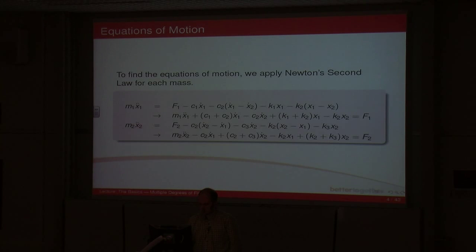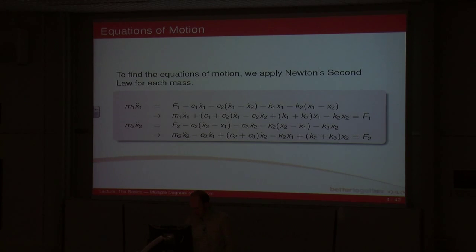So, to find the equation of motion, we can simply employ Newton's second law if we wanted to. So, for the first mass, mass times acceleration is the sum of all the forces. Well, you add up all the forces. We've got our applied force, F1. Then we've got the damping force, C1. Okay, then there's the second damper, we have C2.